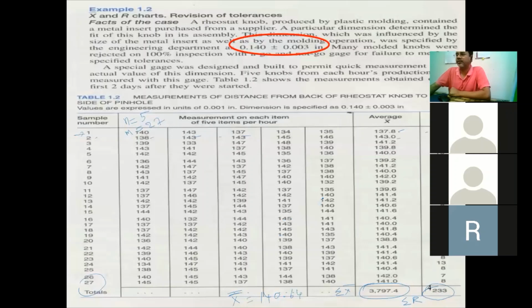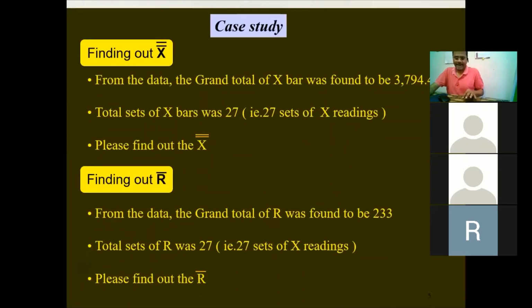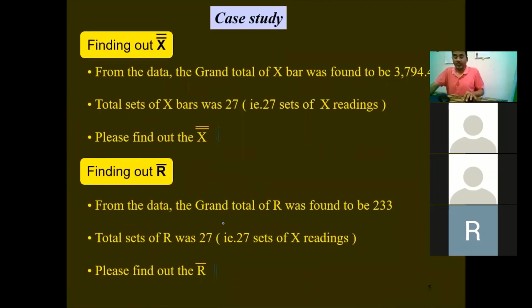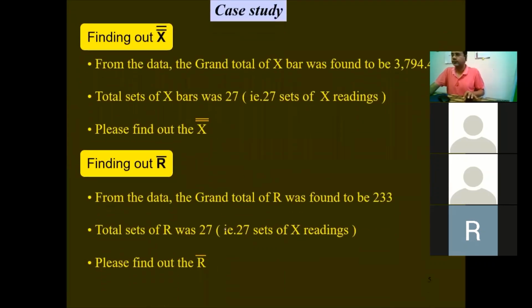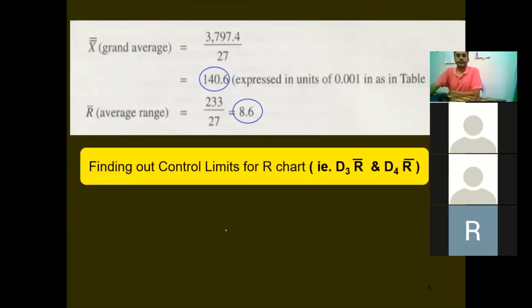What is the R bar value? 233 divided by 27. It is 8.63. Right? I'm just proceeding. So we computed X double bar and R bar also. Correct? R bar is 8.6.